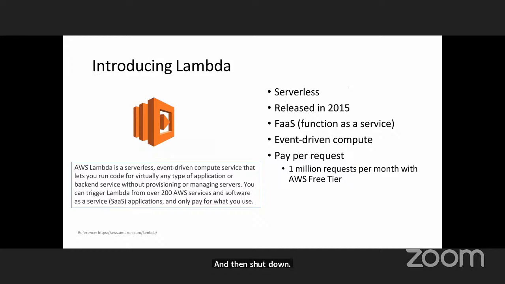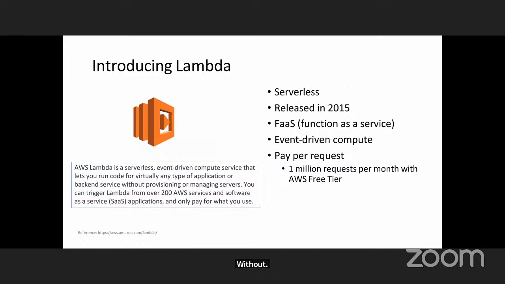Now we have a rough idea about serverless and the benefits of serverless computing. Let's return to our topic, AWS Lambda. So what is Lambda? This is the intro from AWS. AWS Lambda is a serverless event-driven compute service that lets you run code for virtually any type of application or backend service without provisioning or managing servers.